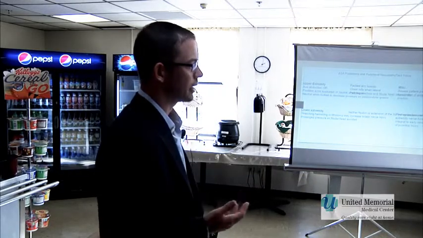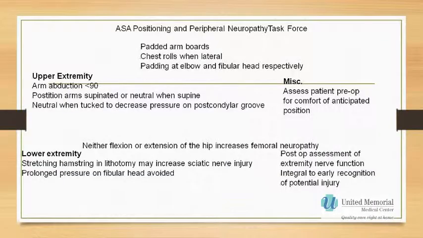But again, arms less than 90 degrees in the upper extremities, and this slide for some reason sort of blended together. The main thing to take away from this is we should be doing, as that video showed earlier, both a pre and post-op assessment just to see if these patients have any type of pre-existing conditions or what they can and can't tolerate.